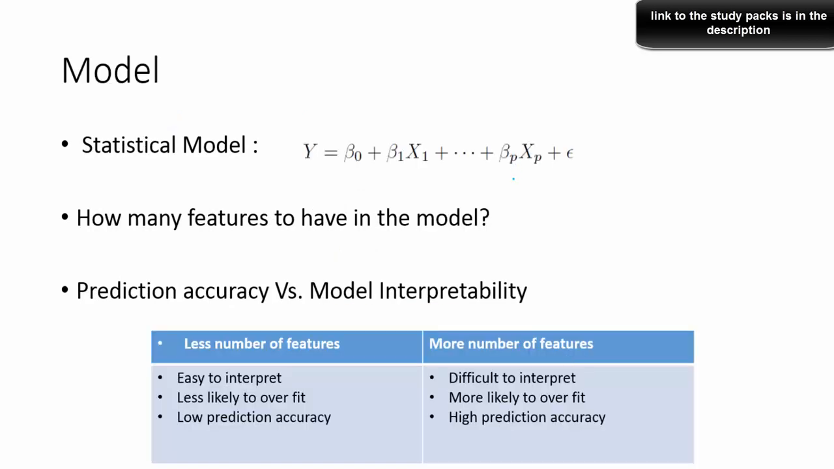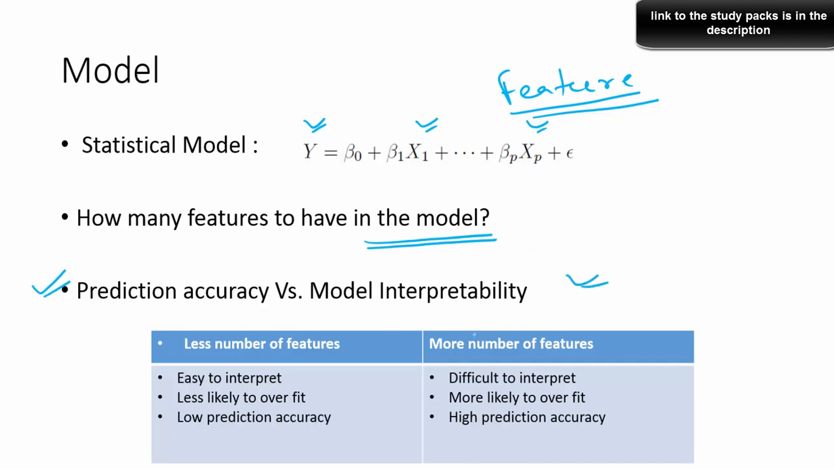Let's start. What is the basic statistical model? Well, a basic statistical model has a target variable y and a set of predictors or features. So how many features should you have in the model? Often an important question in any statistical model. The trade-off is between prediction accuracy versus model interpretability. If you use a large number of variables, the prediction accuracy is likely to go up, but the interpretability of the model will go down. So that's the main trade-off.